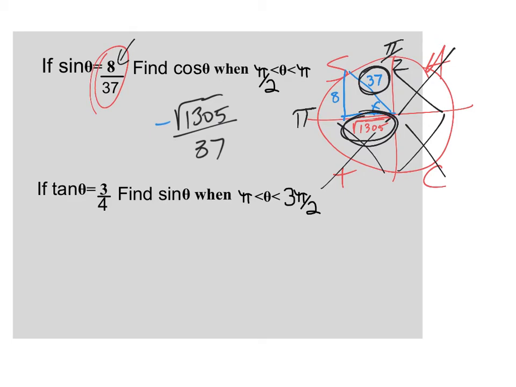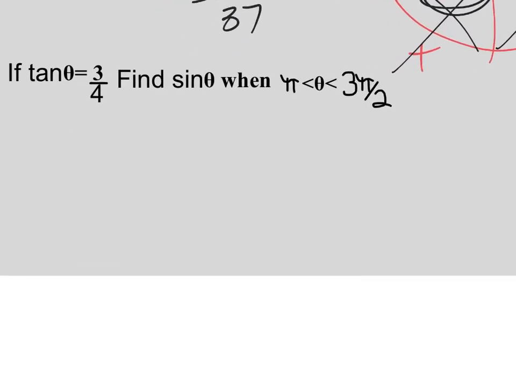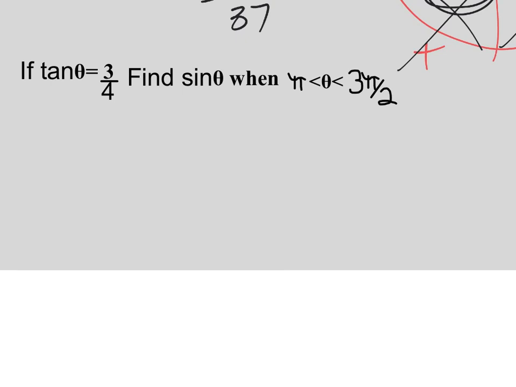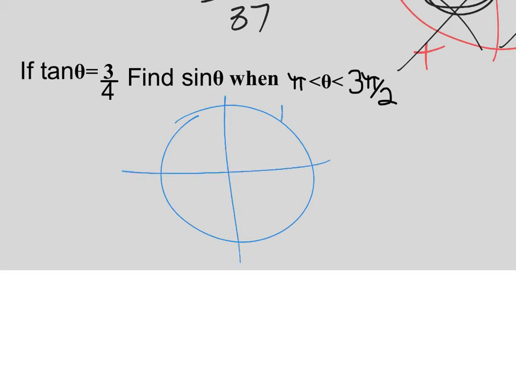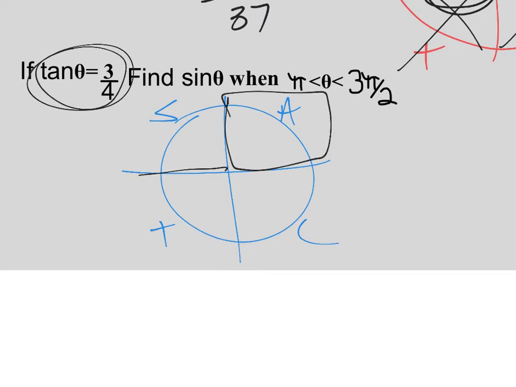All right, everybody try this one. And I'll pause for a minute while you give that a shot. Okay, let's see if you did it right. So first step, draw your circle. I like to put ASTC on there. Then I like to try to figure out what two quadrants I could be in. If tangent's positive, then it could only be here or here. And so it can't be here and it can't be there.